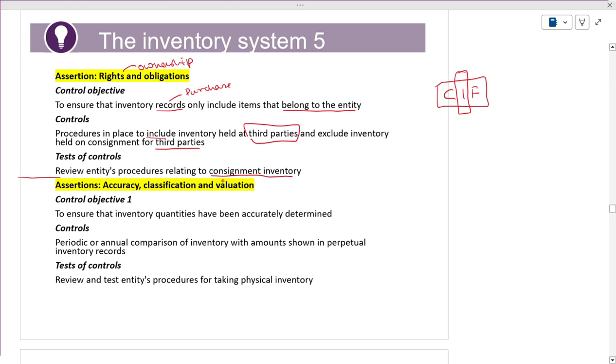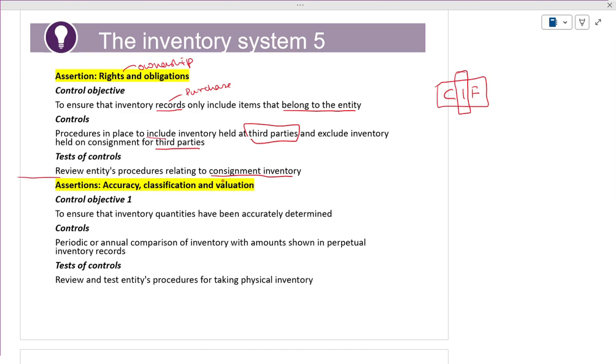Whether it is a dispatch, whether it is a delivery, whether it is insurance, CIF. There are procedures you have to ensure, so that you make clear whether the inventory belongs to you or it does not belong to you. Fine, this is the next.